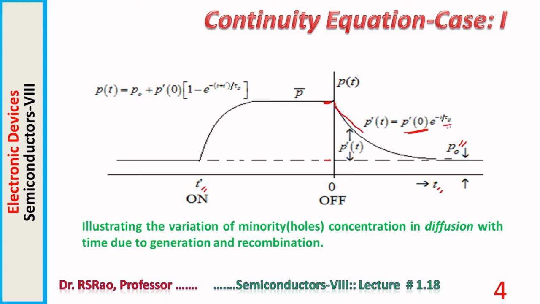The fall is exponential. When illumination is switched on, the concentration is rising. Here we can see it is rising. The rising is also exponential. So illumination on raises the concentration in an exponential manner, and removal of illumination decreases the concentration again in an exponential manner. Here the variation of minority or hole concentration in diffusion with time due to generation and recombination is illustrated.